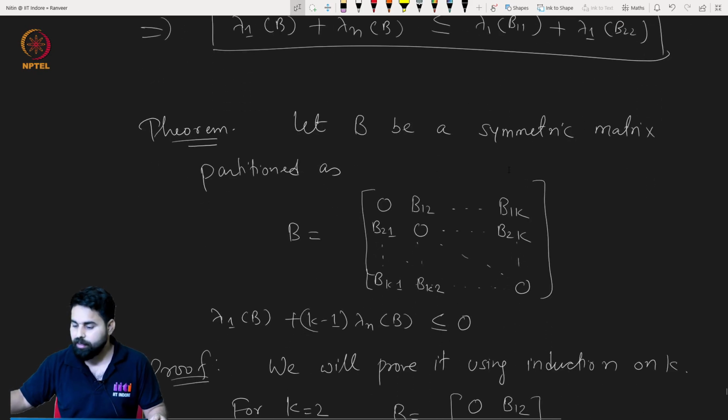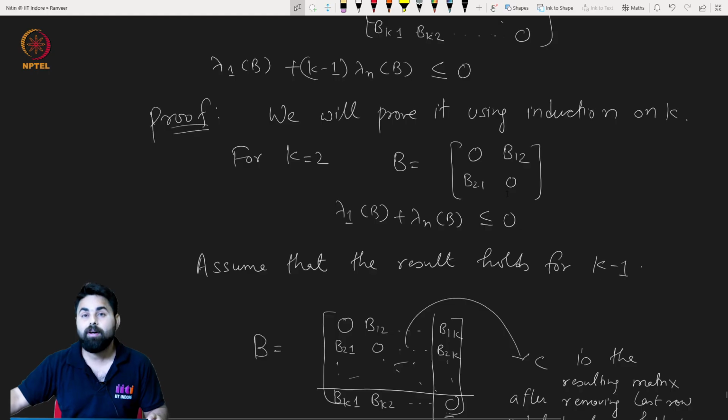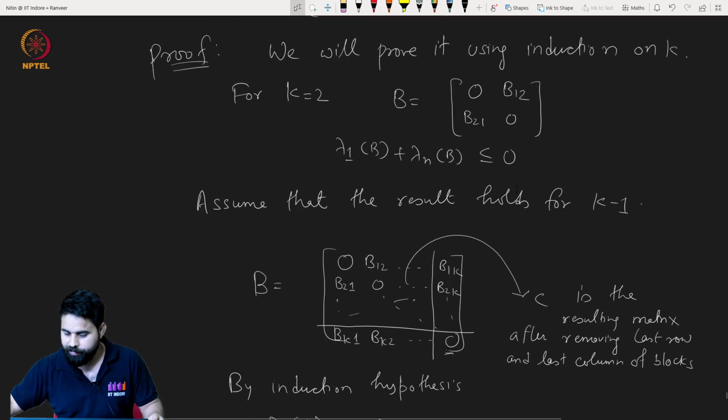And then there was another result where there are many blocks, but on the diagonals there are zeros. In that case, the number of blocks minus 1 times the smallest eigenvalue, if you add this quantity with the largest eigenvalue, the result is always non-positive, okay.